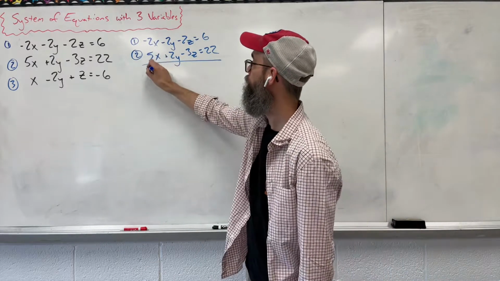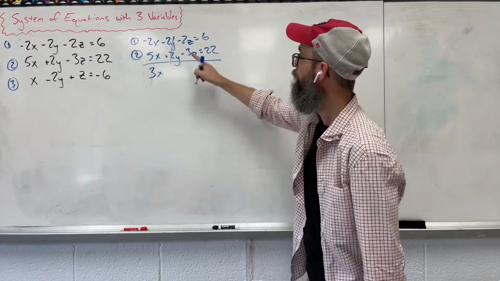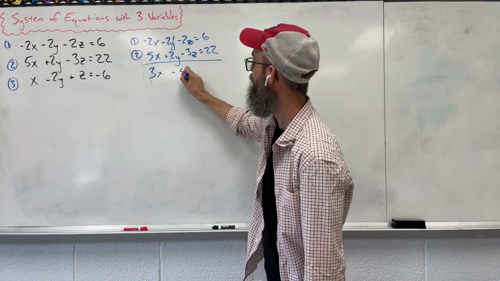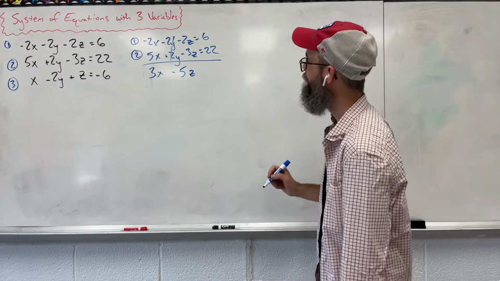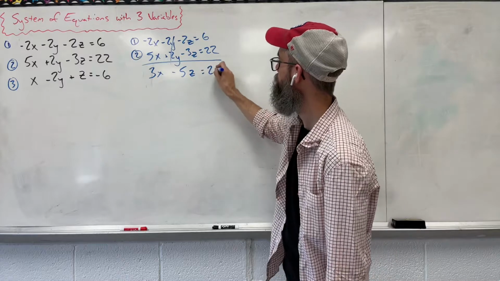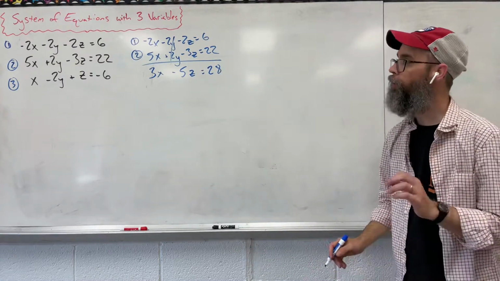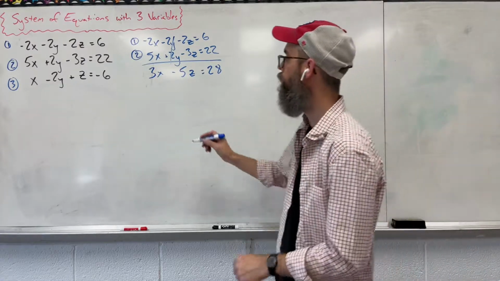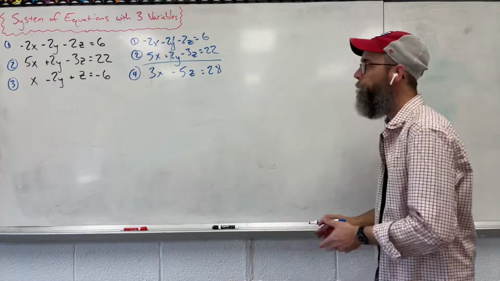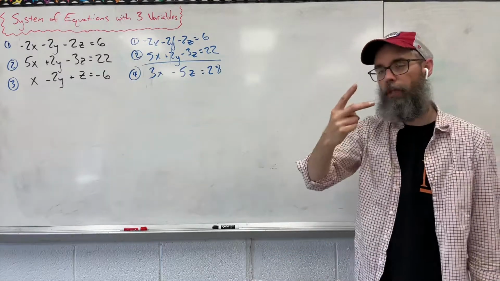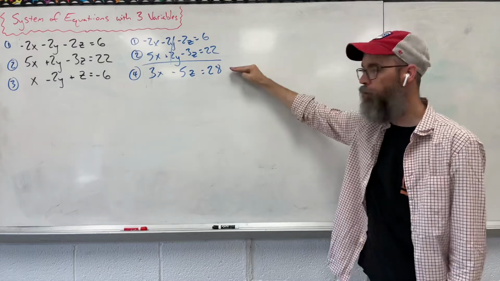5 minus 2 gives us 3x. My y's disappear. -2, -3 gives us -5z. And 22 and 6 gives us 28. We now have a new equation that we're dealing with. I want to label that as something. We're going to call that equation 4. Okay, so we now knocked 2 equations with 3 variables down to 2 variables.